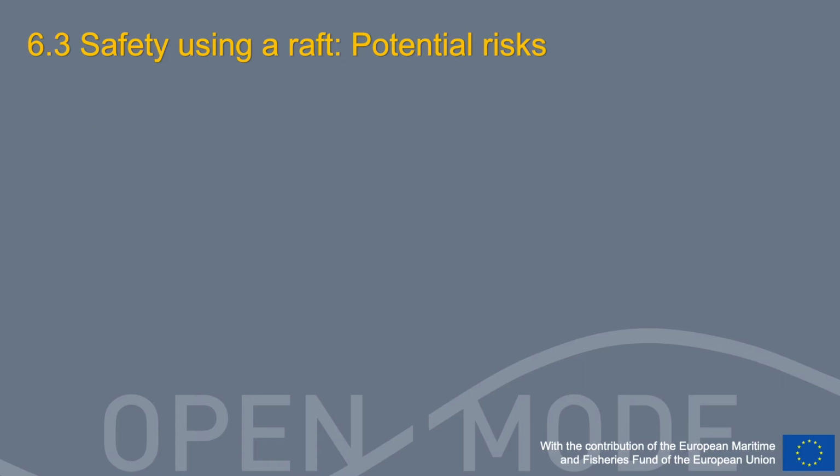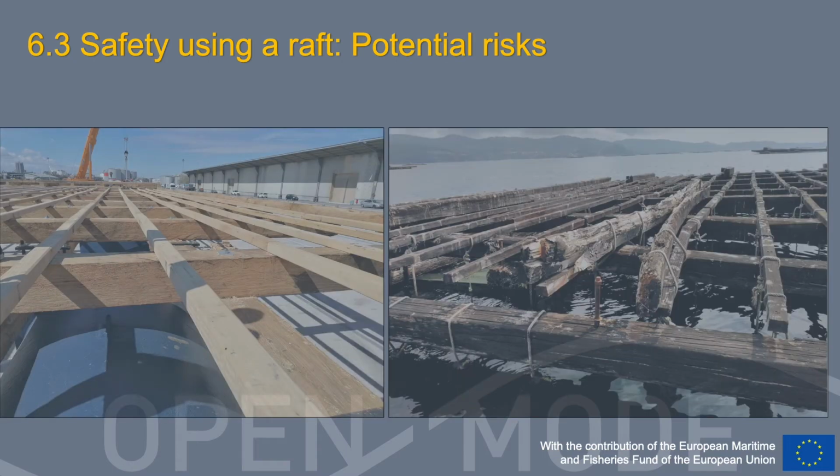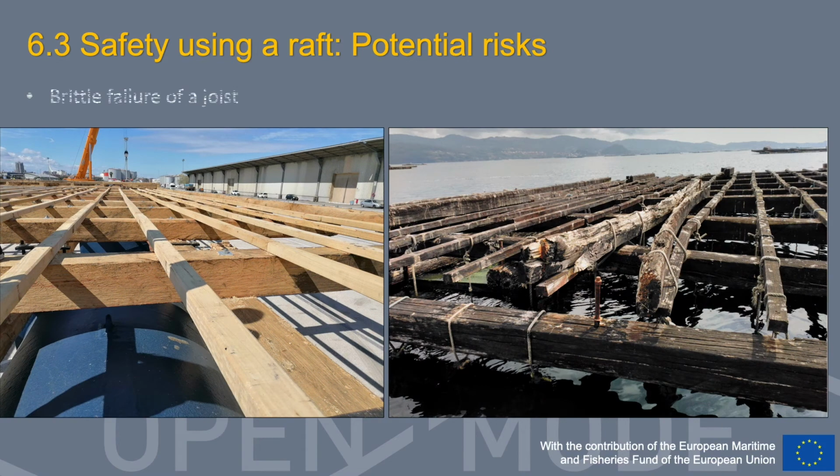Well, in the case of having wooden joists, which is something we have in the wooden rafts and also in some Formex rafts, one of the potential problems is the brittle failure of a joist. It can be more common in a wooden raft simply because when we nail a joist to a Formex raft, it is more stable than if we nail it to a wooden raft, because a wooden beam can be more irregular, or the nail can simply get out easier.